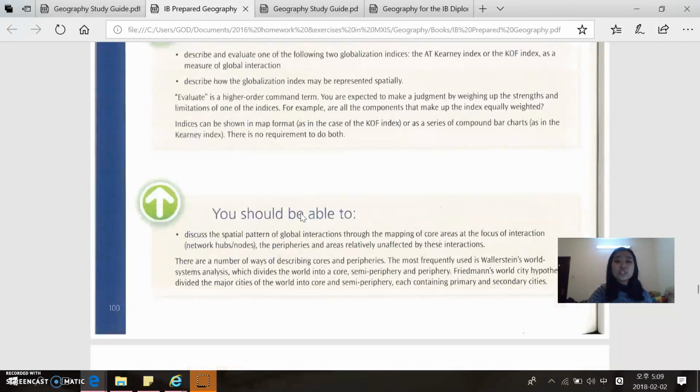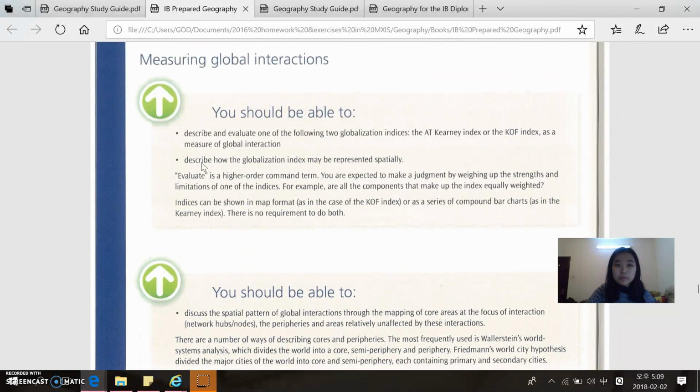Okay. So measuring global interactions: you should be able to describe and evaluate one of the following two globalization indices, the AT Kearney index or the KOF index, as a measure of global interaction. We'll go over those later. So now we have to describe and evaluate. So what does that mean?